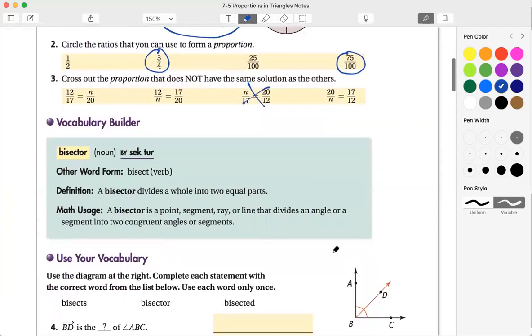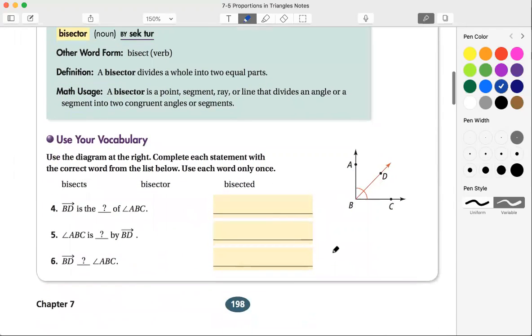A bisector divides a whole into two equal parts. A bisector is a point, a segment, a ray, or a line that divides an angle or a segment into two congruent angles or segments. So ray BD is the bisector of angle ABC. ABC is bisected by ray BD. Ray BD bisects angle ABC.